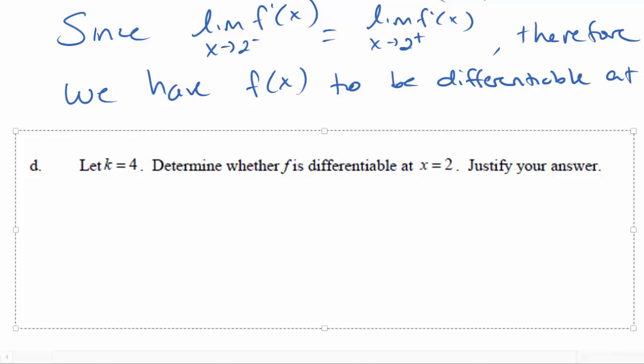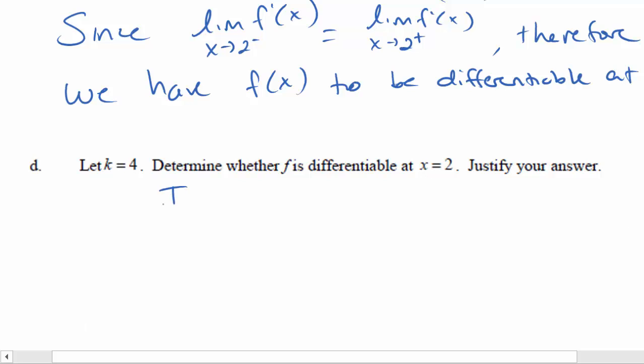For the last part, D, let k equal 4. Determine whether f is differentiable at x equals 2. Justify your answer. Well, a lot of people want to do the same thing they did in part C, but now have a different value of k. Well, the most important thing about this problem is determine whether f is differentiable.